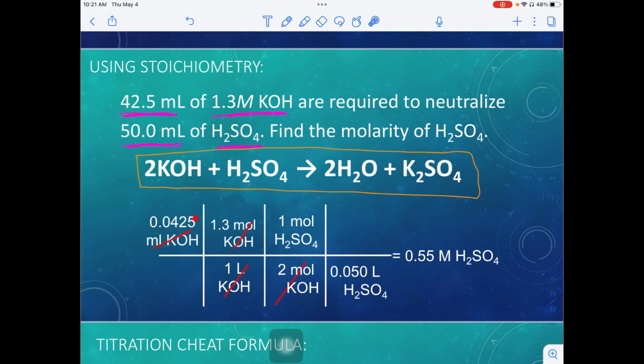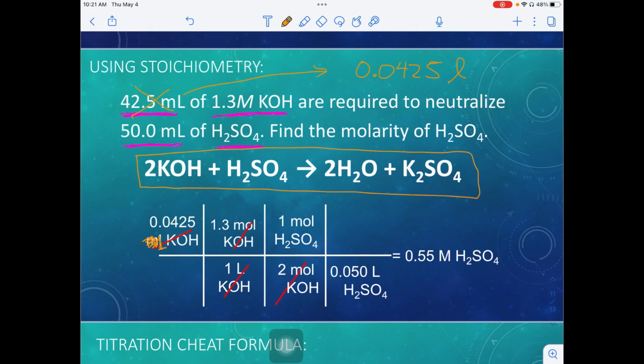Let's start out with what we know. Now I converted this right away into liters. I moved the decimal point over and I said, well, I know that this is 0.0425 liters. I'm not sure why I wrote milliliters there. That's actually wrong. This is liters. You can do this conversion in the dimensional analysis, but sometimes it's just easier to do it by hand.